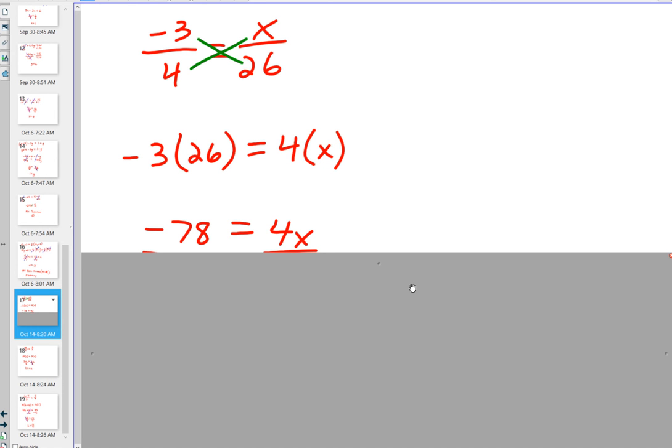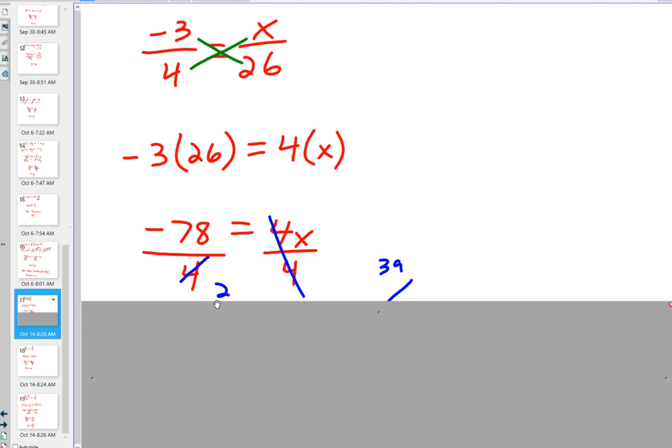Last step, to get x by itself and live happily ever after. Good, divide both sides by 4. And now we're allowed the calculator. Put that into your calculator. It is negative 19.5.